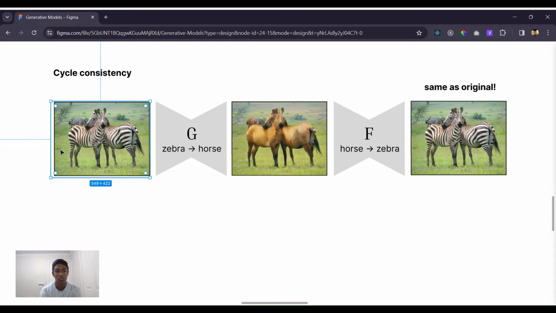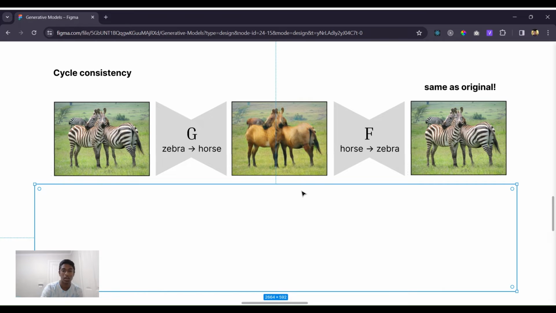So if I have an image of a zebra and G is going to take that image of a zebra and translate it to a horse, then I'll get this horse image. And then if I take this image of a horse and feed it into our F generator, and remember F takes a horse and translates it into a zebra, we should get a zebra image that is the same as the original zebra image we started with. And this is what cycle consistency is all about. This is what the CycleGAN actually enforces. It makes sure that this cycle consistency holds true.